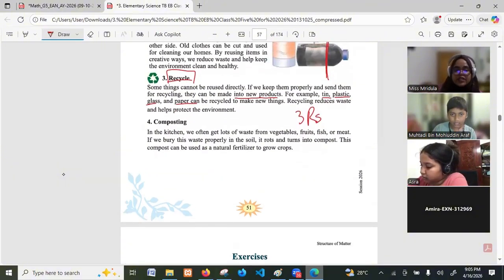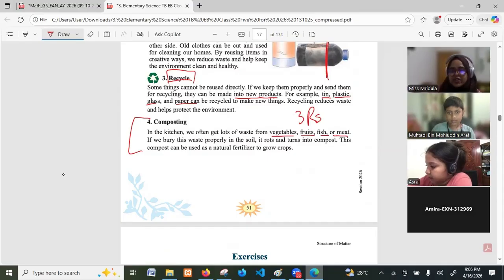The composting, this is the very last thing. In the kitchen, we often get lots of waste from vegetables, fish, fruit, or meat, right? We cannot reuse it or recycle it anyway. So what we can do is bury this waste properly in the soil. If we dig up the soil and put them inside and put the soil again in the right place, that means we are burying them like a dead body, it will rot and turn into compost.